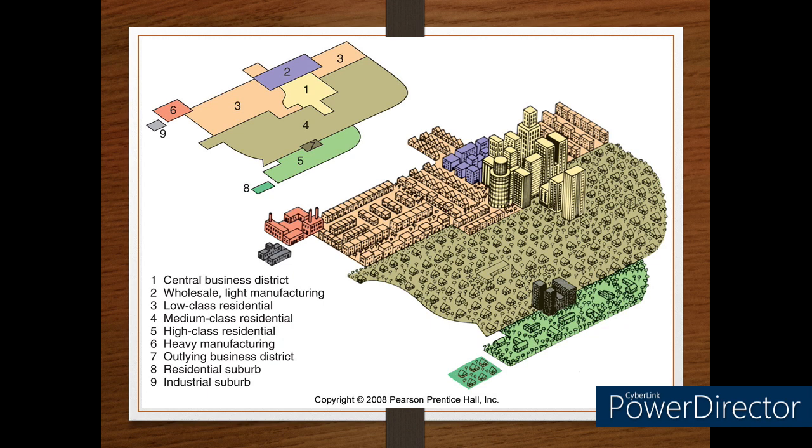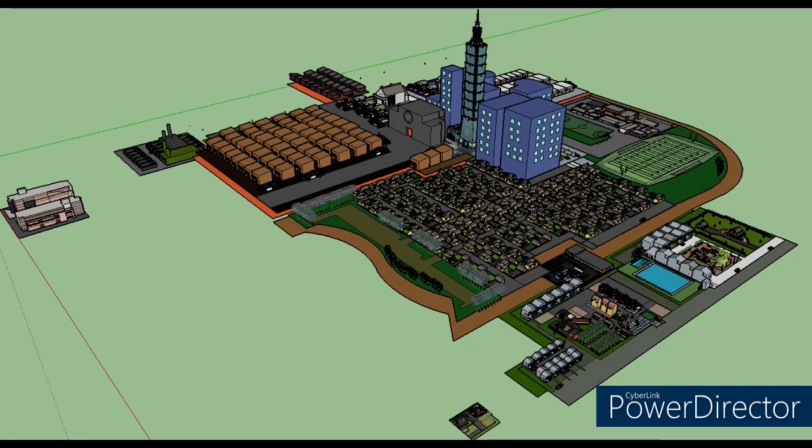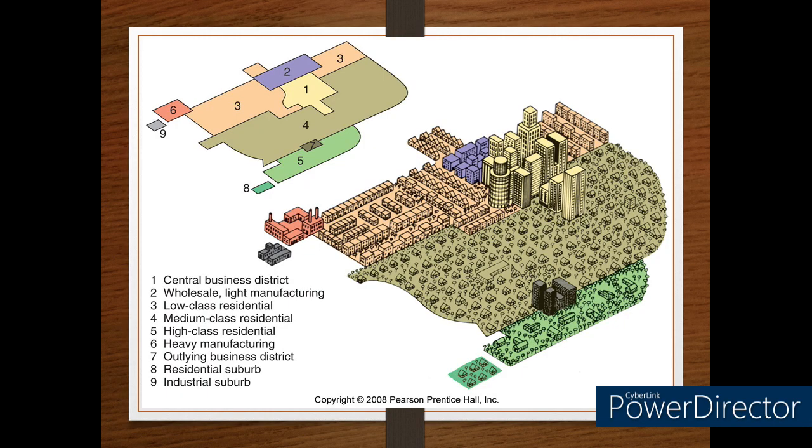This industrial suburb is also located close to number 3, the low class residential areas, and also number 4, the medium class residential areas, who are able to commute to these locations so they can pick jobs up within these zones. And at number 6, we have our heavy manufacturing areas, which is very close to number 3, the low class residential area. So if you notice, in the manufacturing zones, you'll have the low class or the medium class residential areas surrounding these areas, so these people can commute to these locations to pick jobs up.